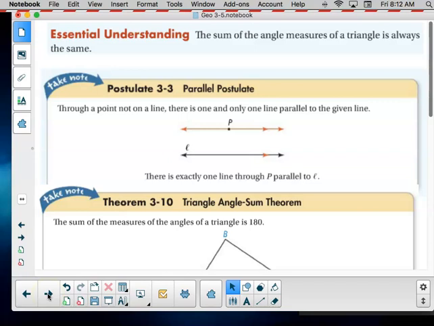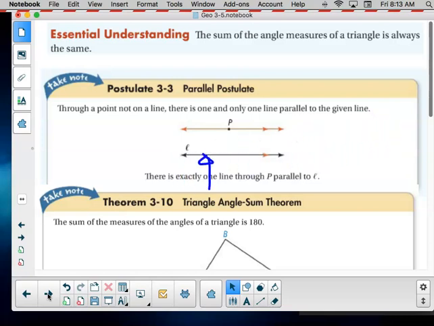But our essential understanding here, as we step through so you know what's going on: the sum of the angle measures of a triangle is always the same. Now, through a point not on a line, there's one and only one line parallel to that given line. Let's try that reading again. Through a point not on a line, there is one and only one line parallel to the given line.